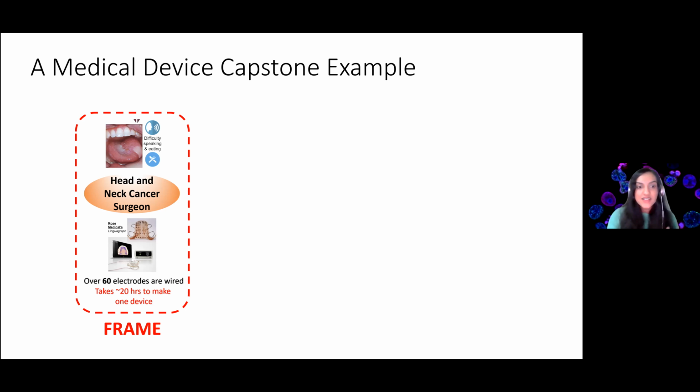But the problem is the device that our head and neck cancer surgeon was using contained over 60 electrodes, and each of them had to be placed one by one and wired one by one. And because of this, producing one device took over 20 hours. So we were tasked with figuring out a way for us to reduce the manufacturing time and make these devices more accessible and easier to manufacture.